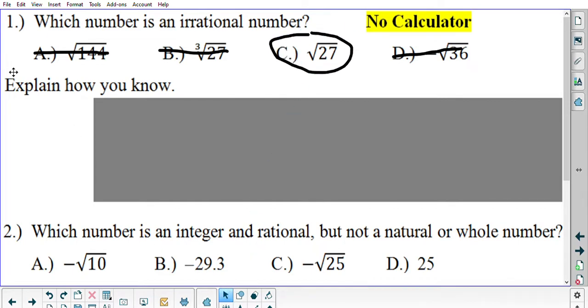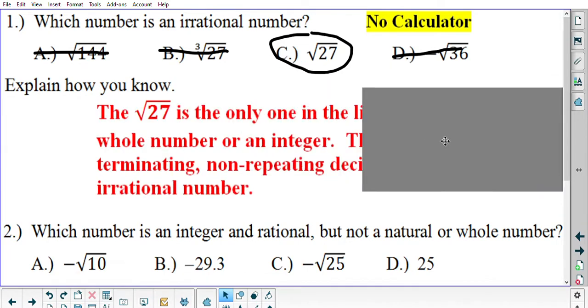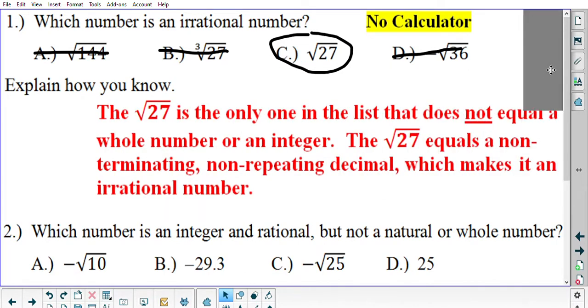Now, there is a second part. Explain how you know. You have to explain how you know. And I basically just talked you through it. The square root of 27 is the only one on the list that does not equal a whole number or an integer. This was the one that would be a decimal, like 5 point something ugly, that goes on forever, doesn't repeat. So that equals a non-terminating, non-repeating decimal, which makes it an irrational number.